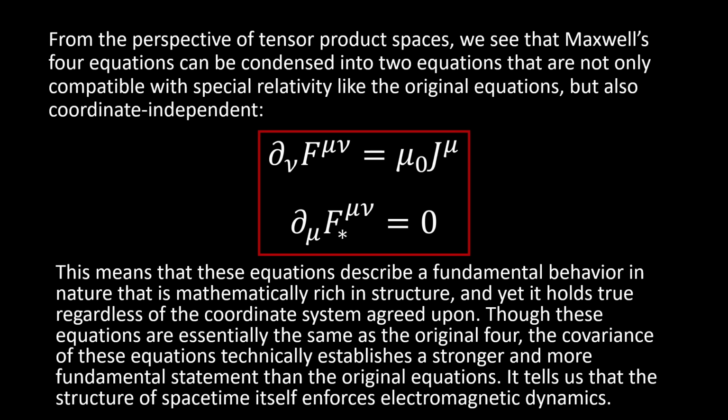Though these equations are essentially the same as the original 4, the covariance of these equations establishes a technically stronger and more fundamental statement than the original equations did. It tells us, for example, that it's the structure of space-time itself that enforces and guarantees electromagnetic dynamics without failure.